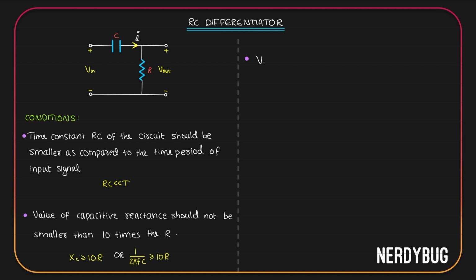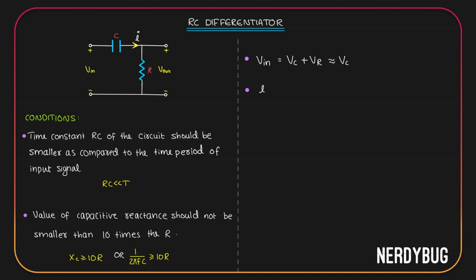Using KVL, we can write applied input voltage will be potential drop across the capacitor plus potential drop across the resistor. But if Xc is very much greater than 10 times R, potential across the capacitor will be very much larger than potential across the resistor. So we can say this is approximately equal to just Vc.